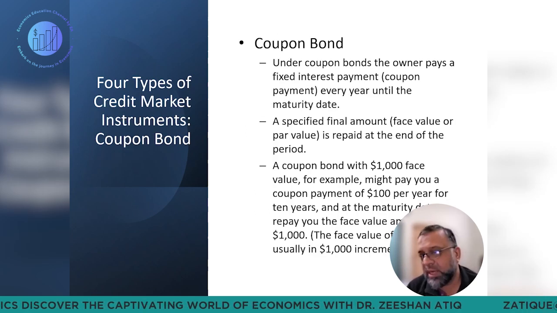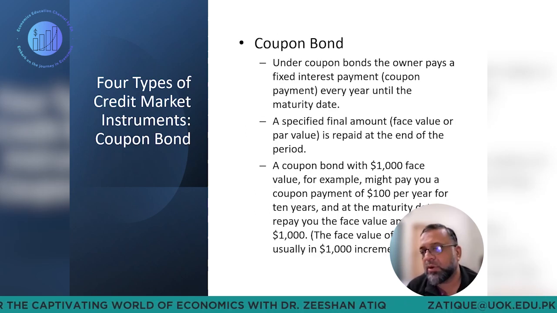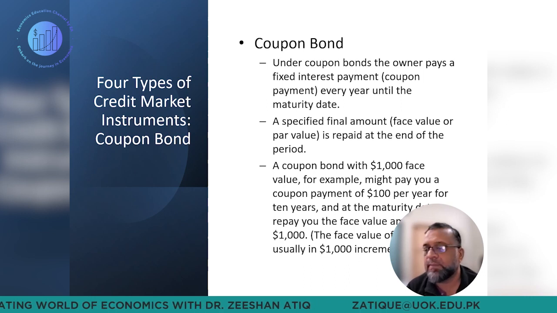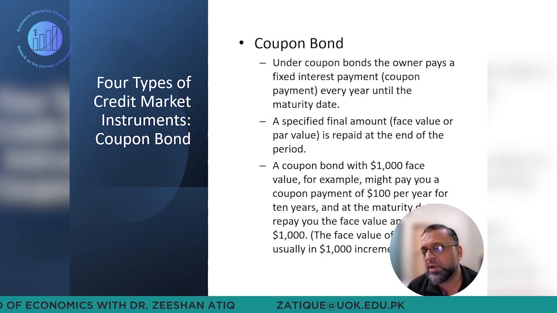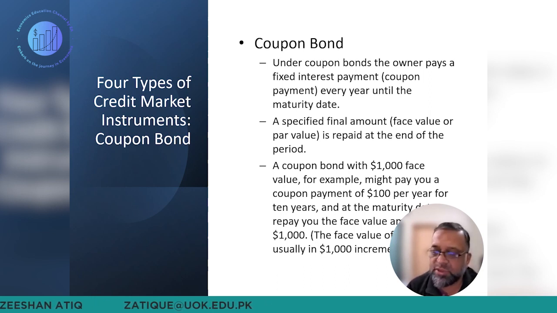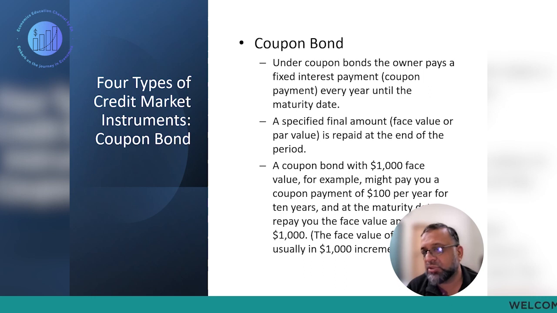Another kind of contract that we make between borrowers and lenders is a coupon bond. Coupon bonds are very common as well. They are bonds which pay you interest every term, for example monthly, quarterly, annually, or semi-annually. Under these coupon bonds, the owner receives the interest until the maturity date, and when the term ends, at the last installment, you get your final principal amount back as well.